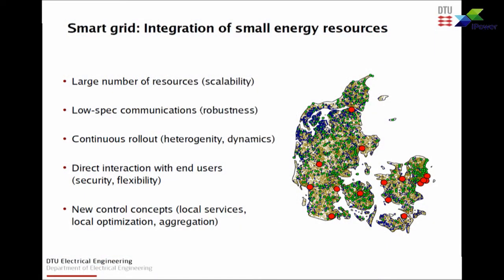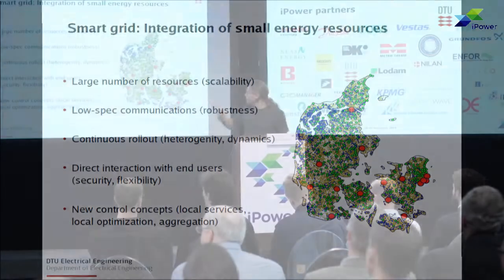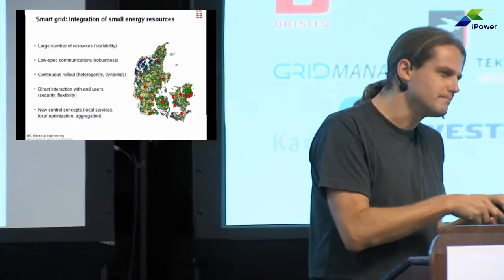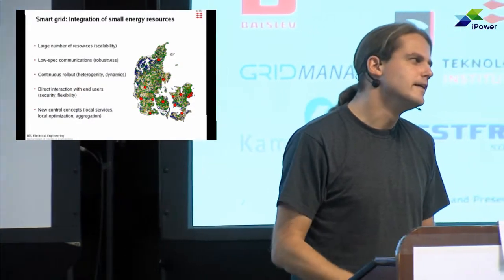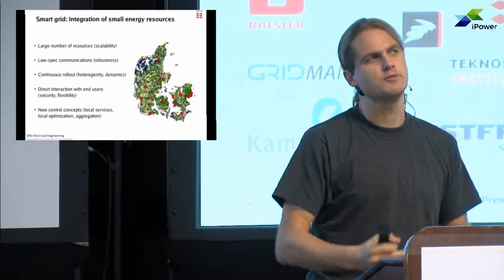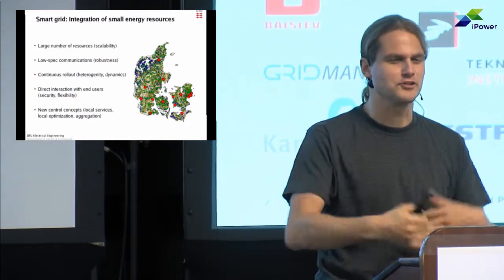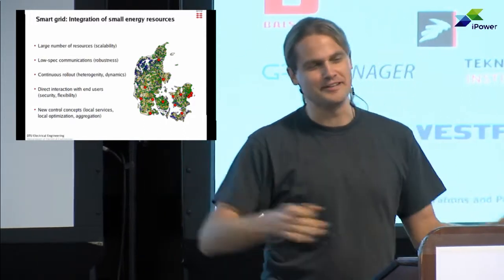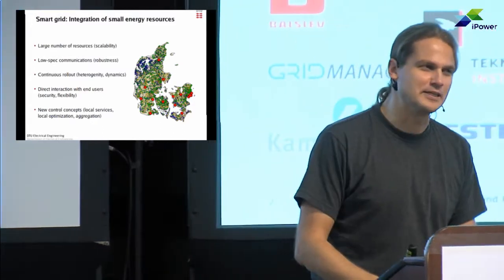These units are typically connected with very low specification communications. If you're talking to somebody's household, it's going to be over a private broadband connection typically, or something that has a similar reliability. There is a problem with a continuous rollout, because that's a system that's not going to be deployed overnight. It is coming bit by bit. This will happen over a long time, and the system will have to function at all times. So there's no timeout where we can just take everything down, change everything, and put it up again a week later. That's not going to happen.